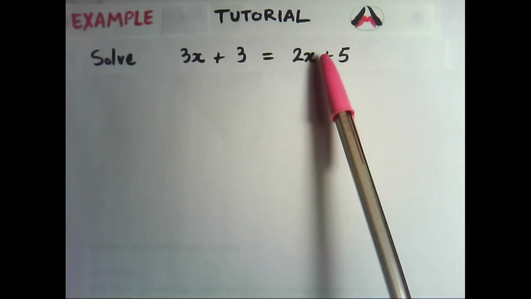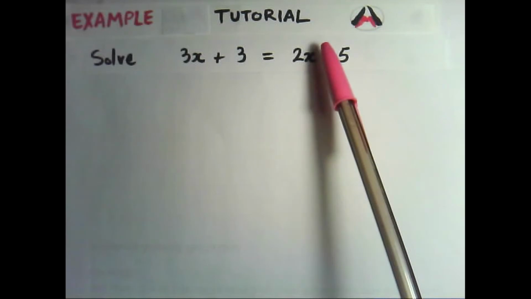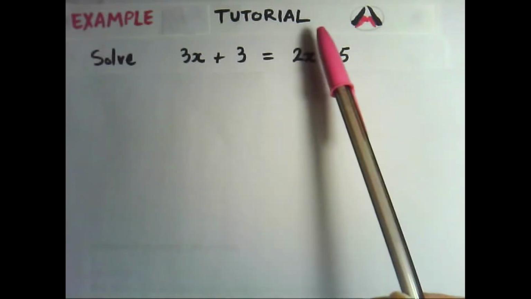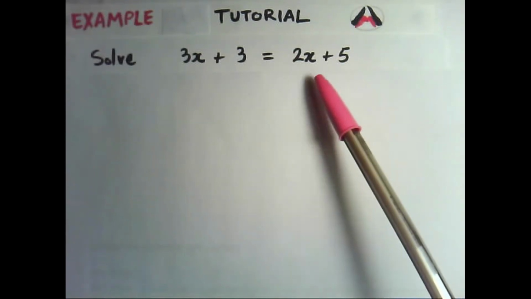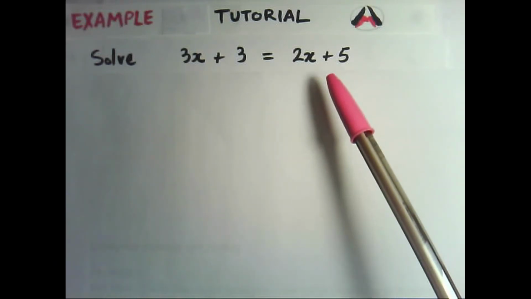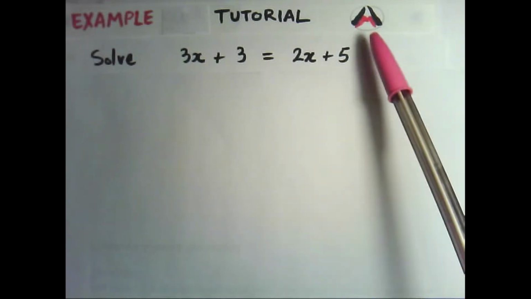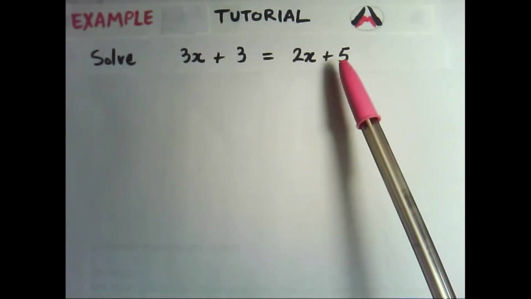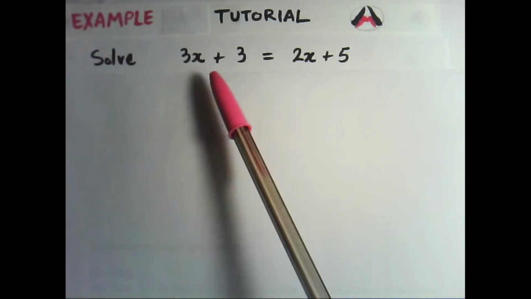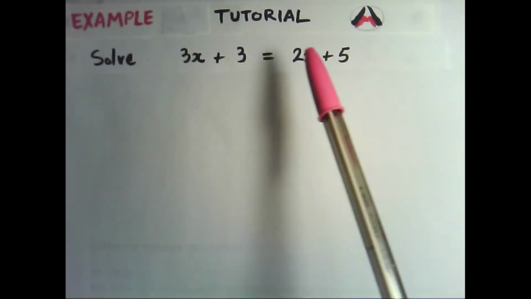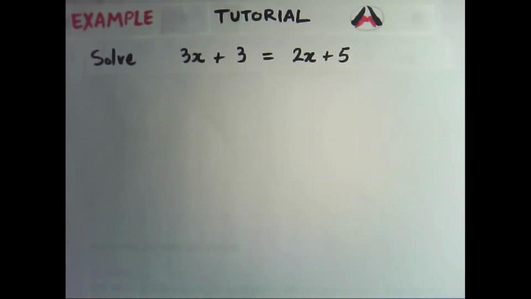So we want to eliminate this 2x. At the moment, this is a positive 2x. So the opposite of a positive 2x is a negative 2x. So if we're going to subtract 2x from the right-hand side of this equation, we're also going to have to do the same on the left-hand side as well to keep the equation in balance.